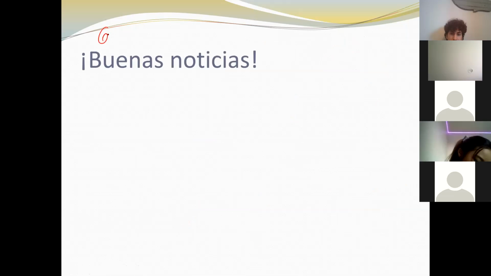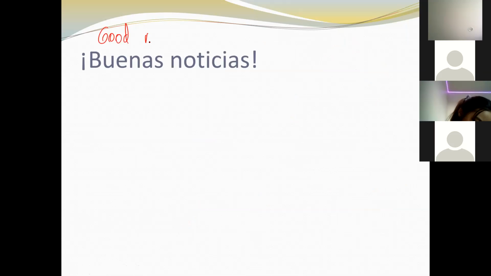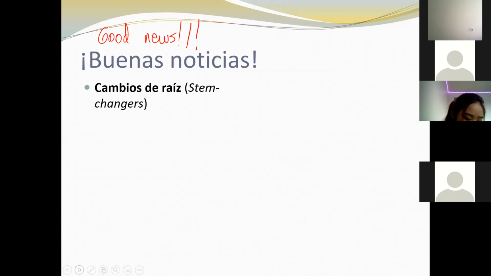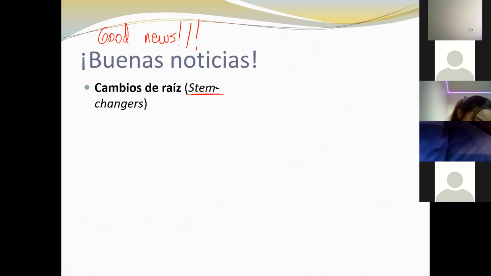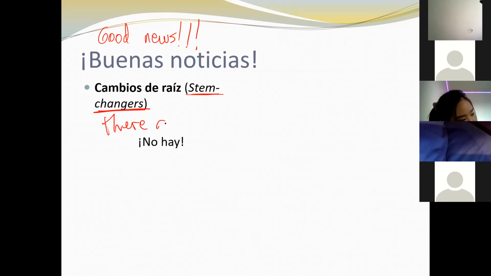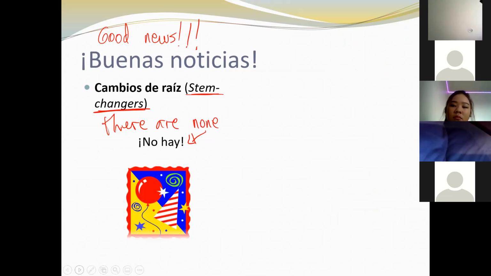It says, good news. Buenas noticias means good news. What are the good news? The first good news is that the stem changers are none in the imperfect. There are none. There are no stem changers in the imperfect. Okay.